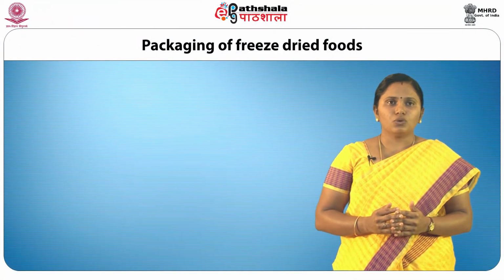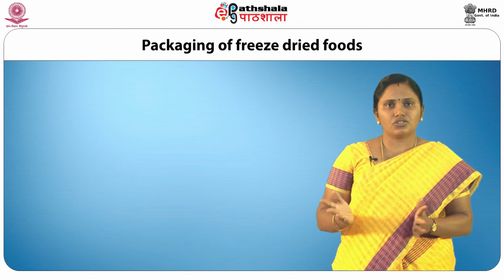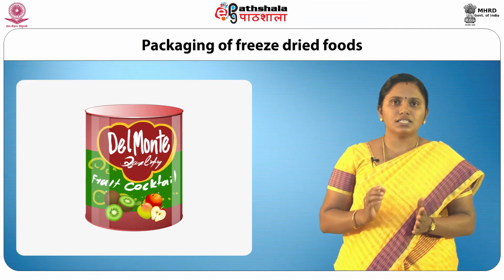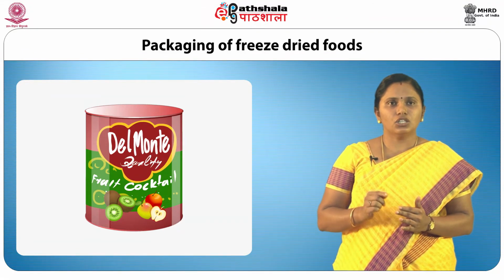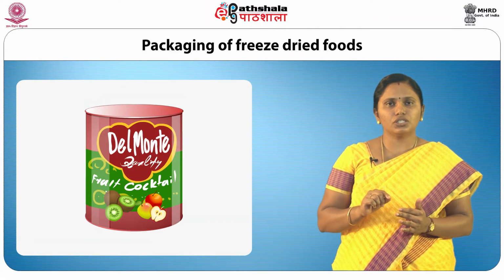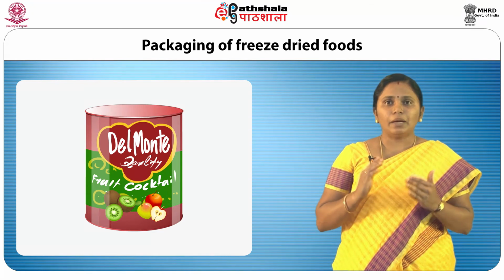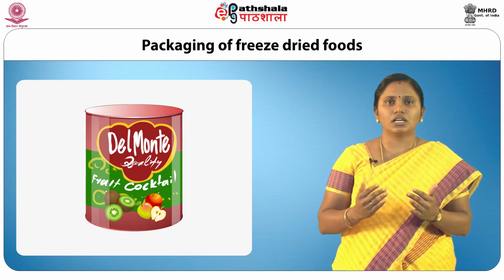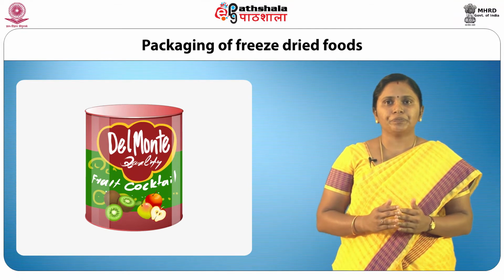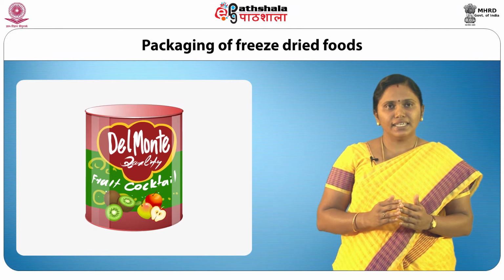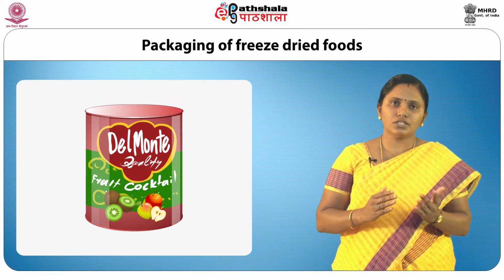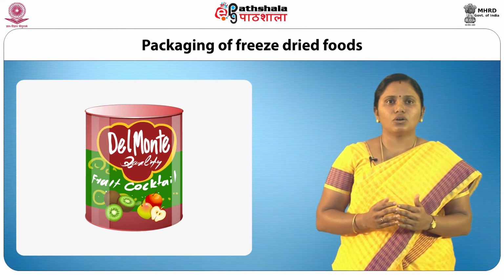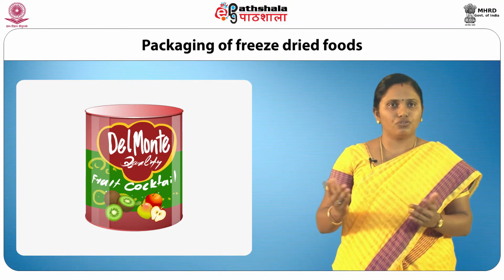Let us see about packaging of freeze-dried foods. Freeze-dried food materials should be sealed in airtight containers to prevent the diffusion of moisture and oxygen. Laminated foil pouches, metal and plastic cans are used for bulk packaging. Vacuum packaging and inert gas packaging are also possible for freeze-dried food materials to prevent oxidation and spoilage of foods.